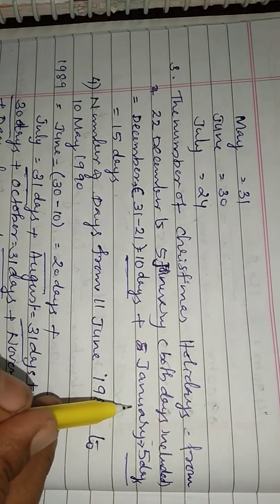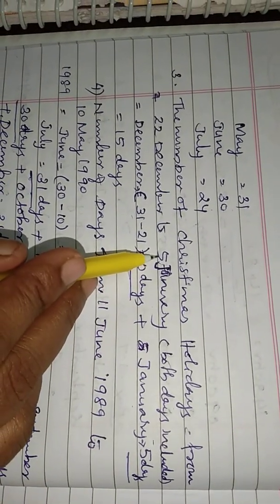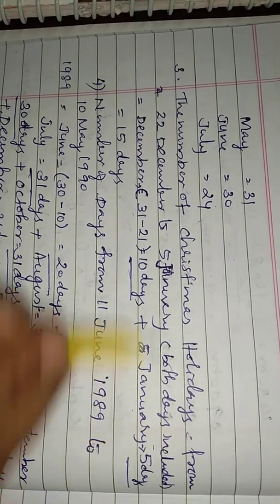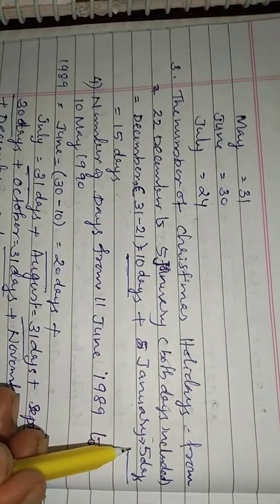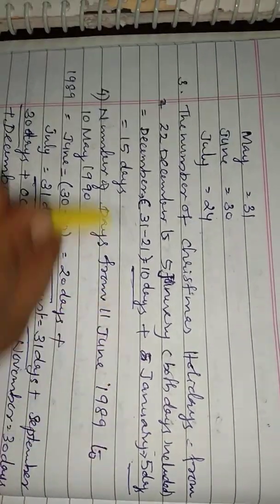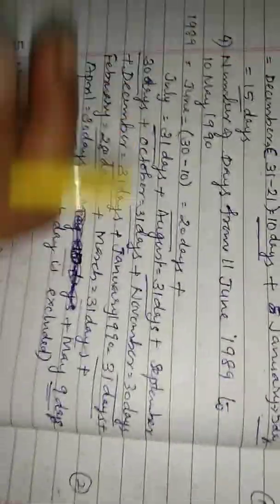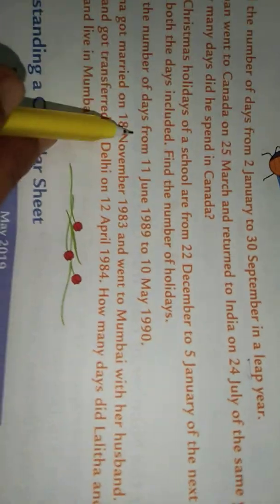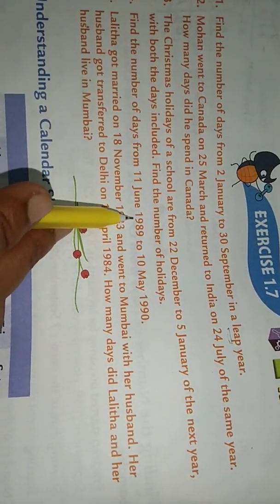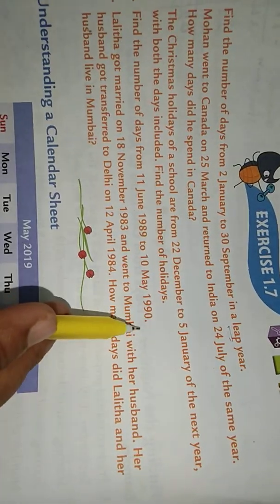And in January we have 5 days. It is said in the question that we have to include this 5 also. So in January we have to take 5 days. 10 plus 5, 15 days is the holidays. Okay, then moving to fourth question. Find the number of days from 11 June 1989 to 10th May 1990.